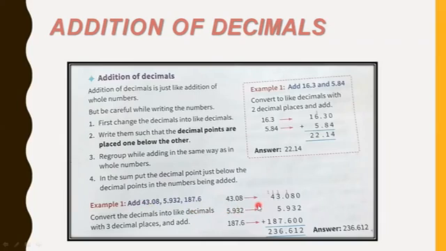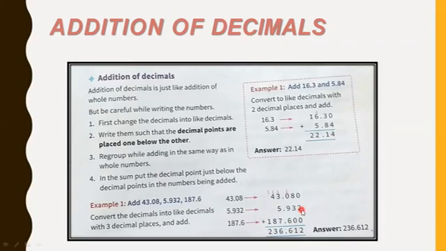Now 43.08 is 43.080. Here, after the point, 3 digits are there, so you should change the others to 3 like decimals. The next one is 5.932, so we write it as 5.932. Next, 187.6 becomes 187.600. This we will convert to like decimals. Now you can add like normal addition.